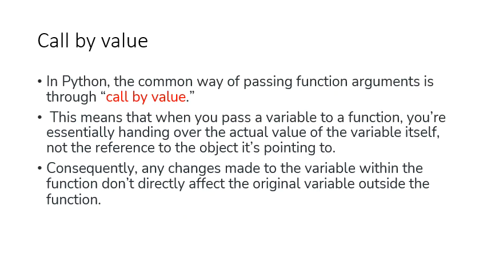Call by value. In Python, the common way of passing function arguments is through call by value. This means that when you pass a variable to a function, you are essentially handing over the actual value of the variable itself, not the reference to the object it is pointing to. Consequently, any changes made to the variable within the function don't directly affect the original variable outside the function.